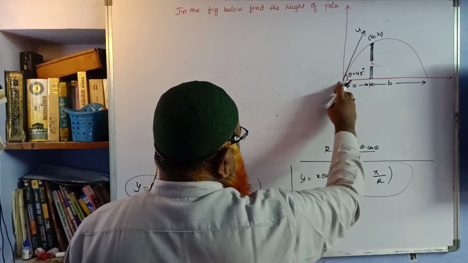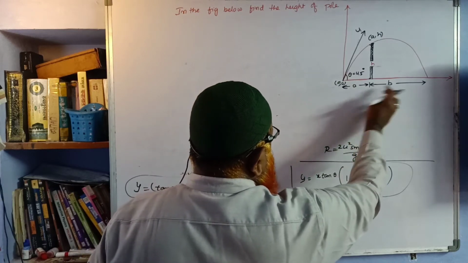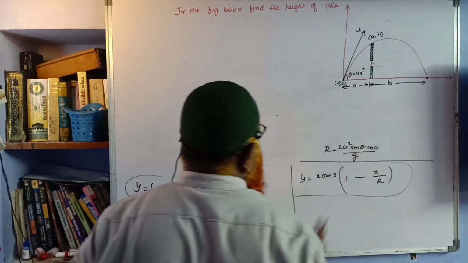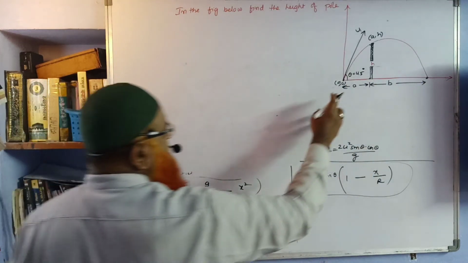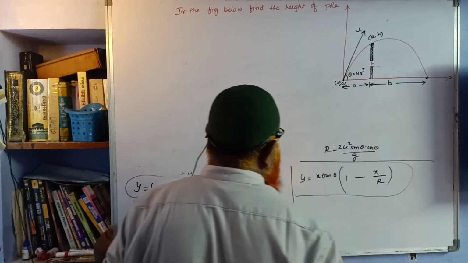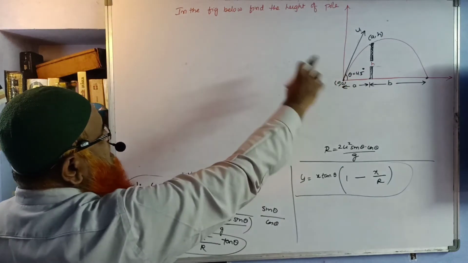So from here to the pole distance is a, and from the pole to the other side where the body is dropped, from where it is projected, here it is dropped. So that distance from here to the pole is a, and from here to that point of dropping is taken as b here. So we can use this formula to find out this height of the pole now.